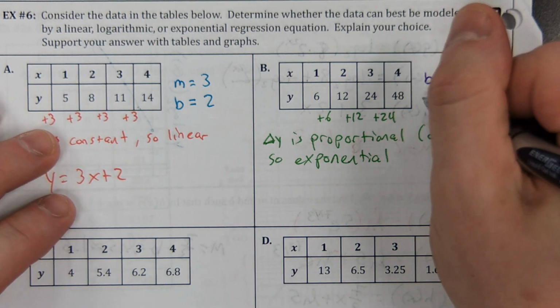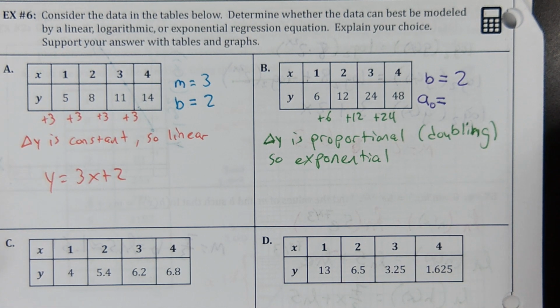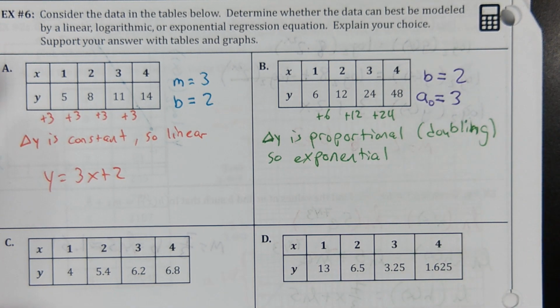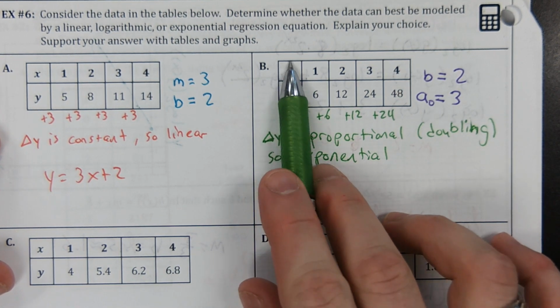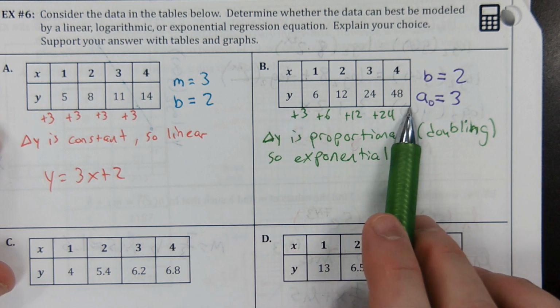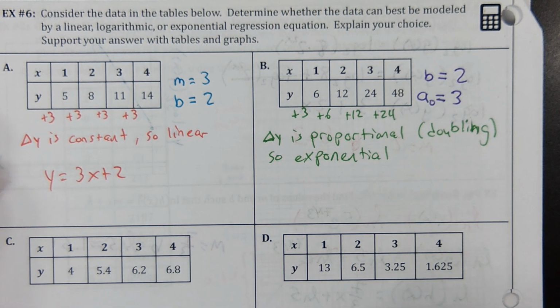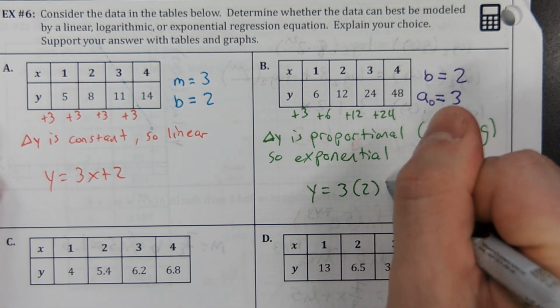And what would our a sub 0 be? It would be 3. And the reason why is, you don't know why? Because this would have had to have been plus 3 in order to keep the doubling pattern correct. So this would have been, if x is 0, y is 3 less than 6. And it would have gotten us this 3 here. So we have our model. Y equals 3 times 2 to the x.